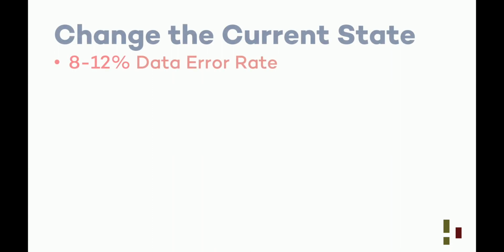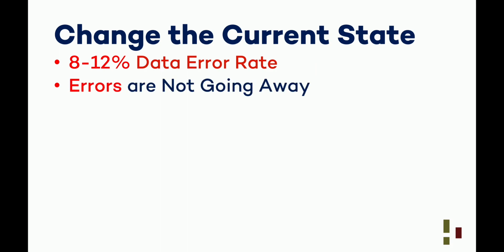So we're reaching the end of the presentation, and it should be obvious to all of us that it's time to change the current state. We have an 8 to 12% data error rate that is growing. It's not going away, it's growing. We have known about most of the types of data errors for a long time, yet we still can't solve the basic problem.